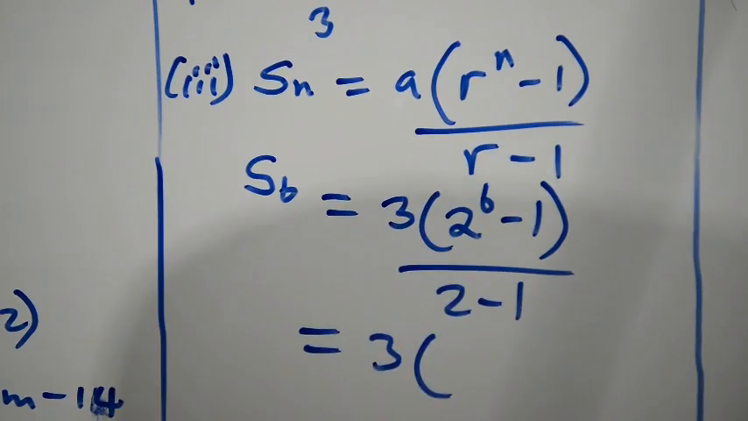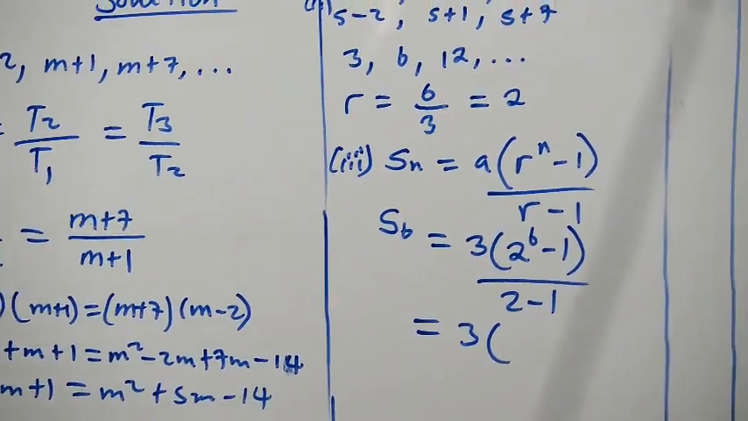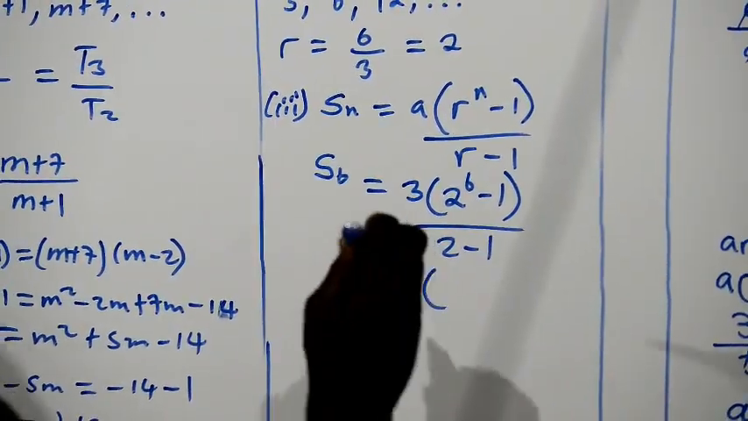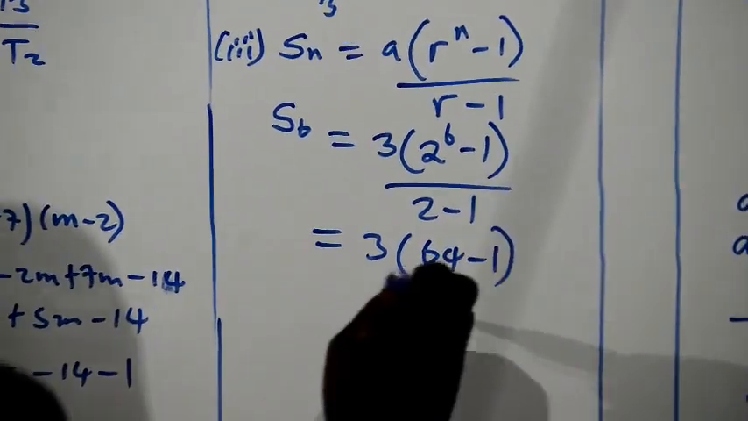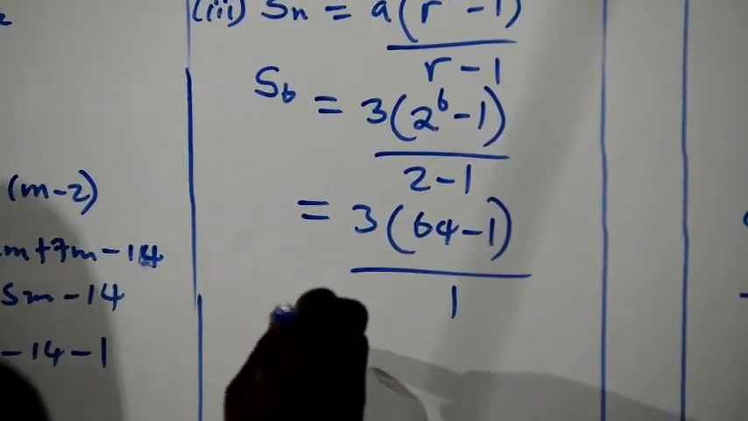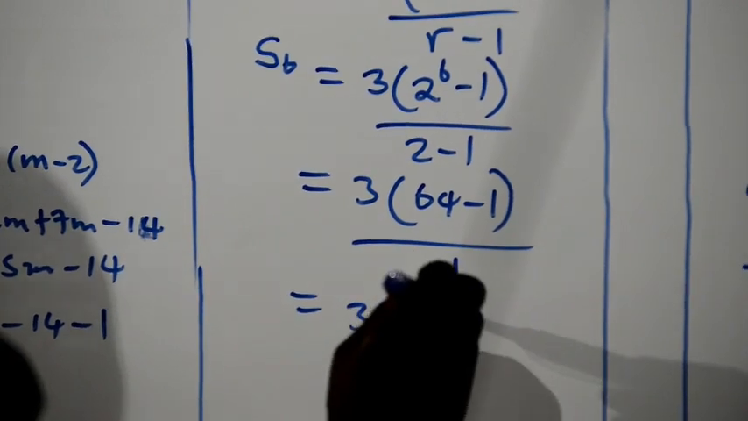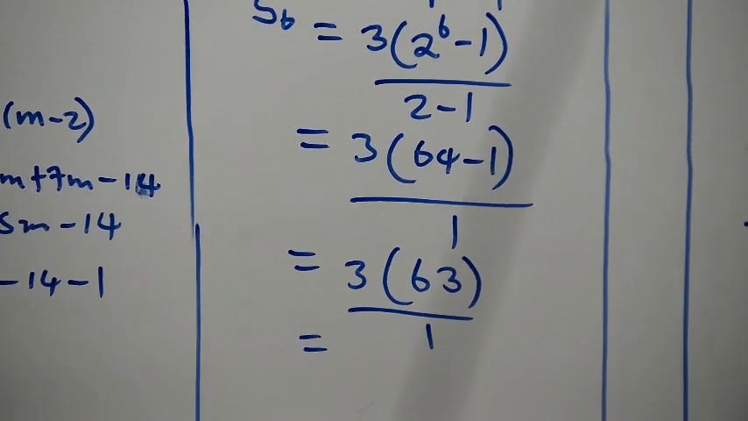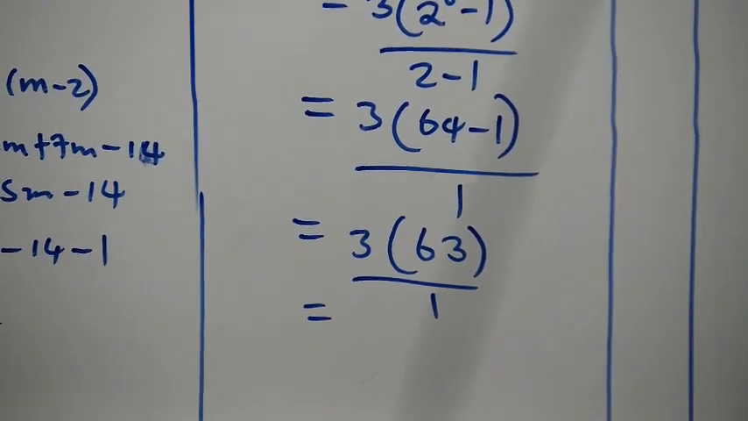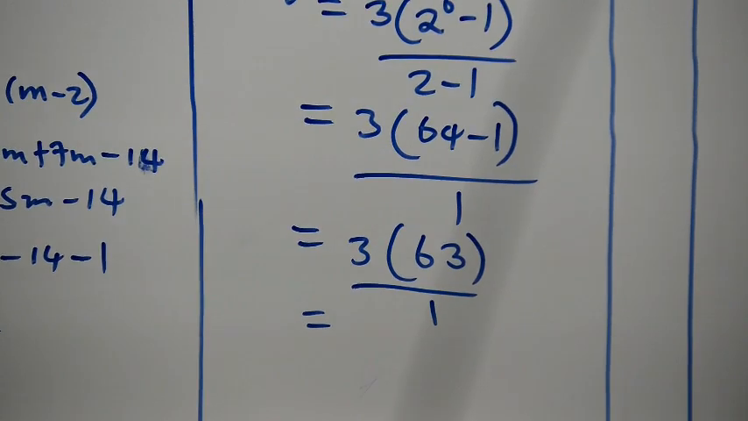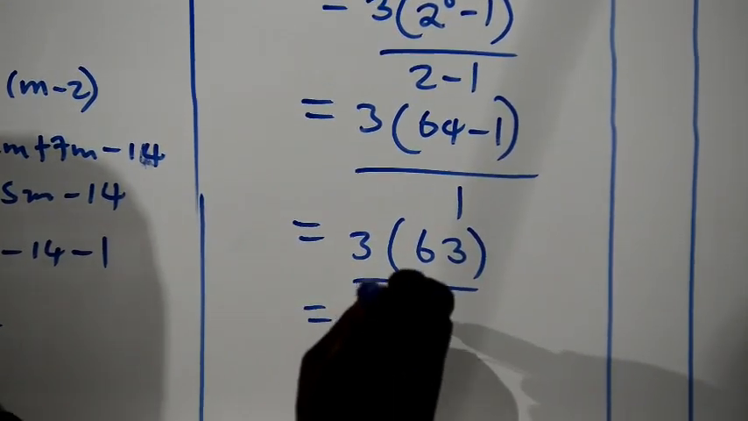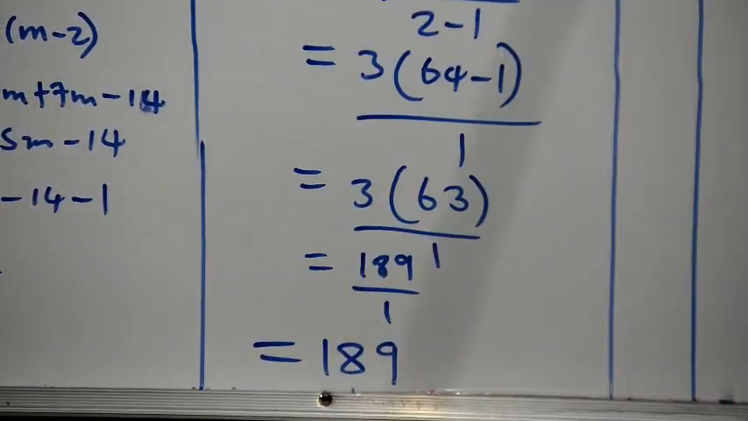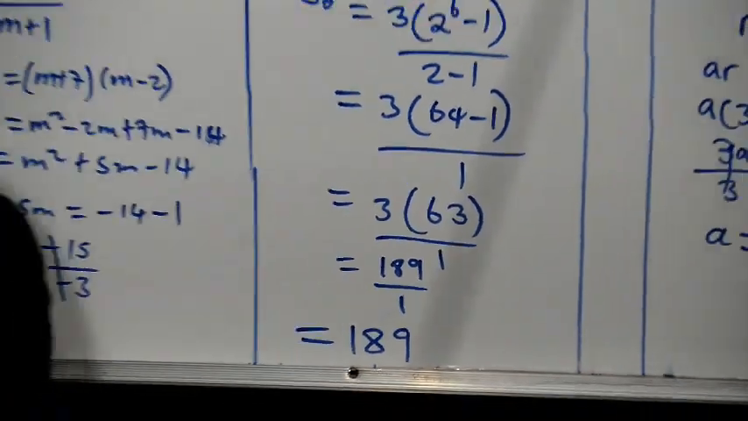Next, we simplify inside. Get the calculator. 2 to the power 6, that is 64. So this will be 64 minus 1. Then 2 minus 1, that is 1. So this will be 3 times 64 minus 1, that is 63, divided by 1. So 63 times 3, that will be 189 over 1. So 1 into 189, that will be 189. So that is how we answer that question. So it ends there.